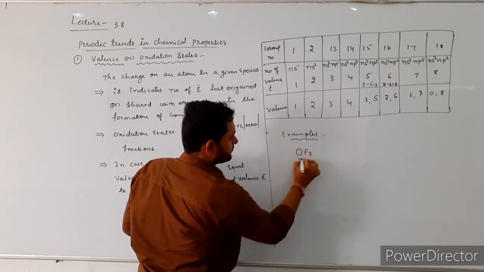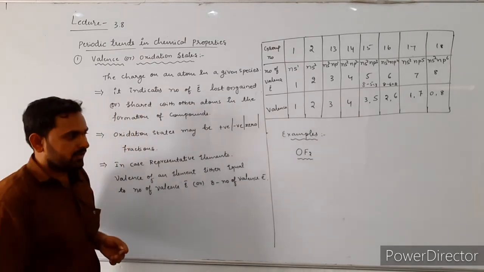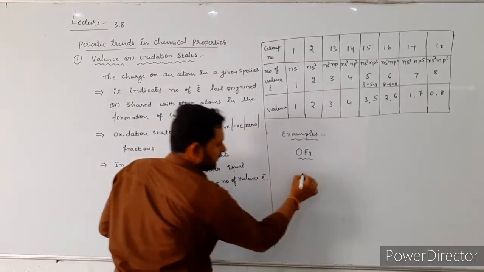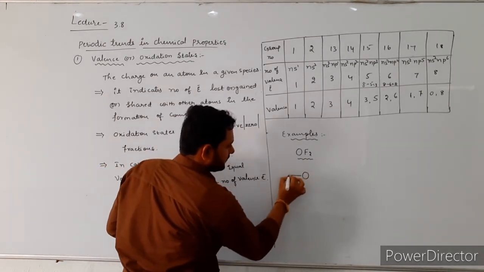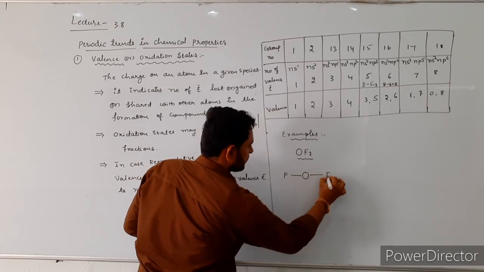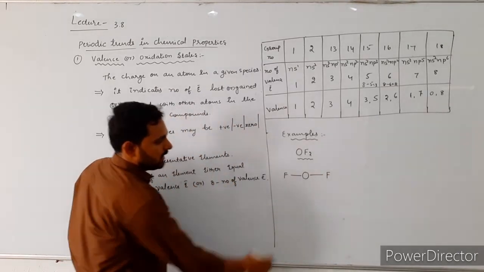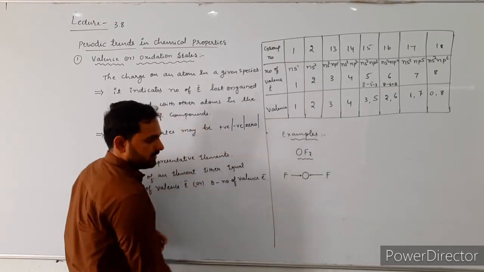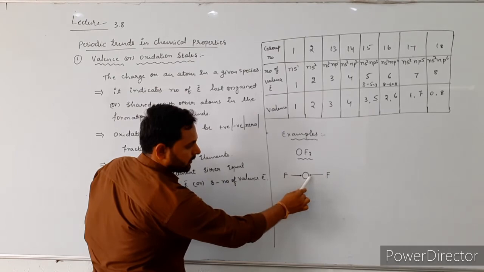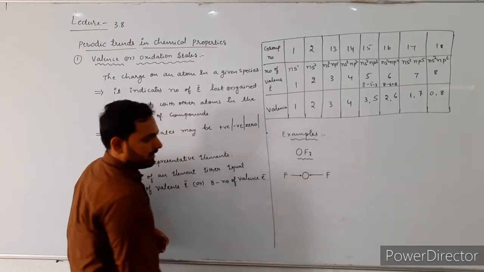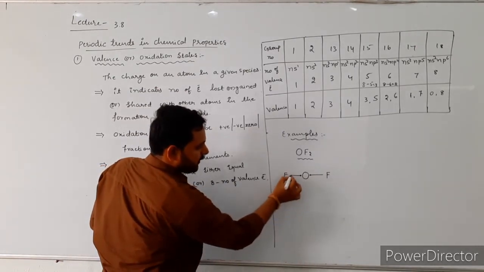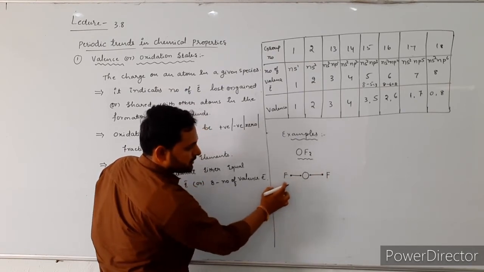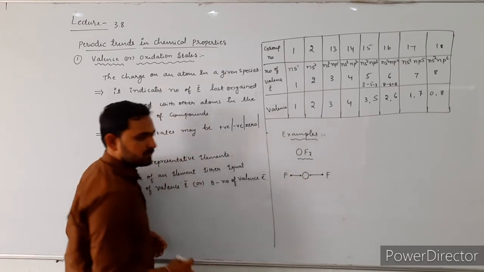OF2 molecule. In the OF2 molecule, oxygen is bonded with 2 fluorines. Here in this molecule, oxygen shares 2 electrons with 2 fluorine atoms, right? Oxygen shares 2 electrons with 2 fluorine atoms and each fluorine atom shares 1 electron with oxygen.